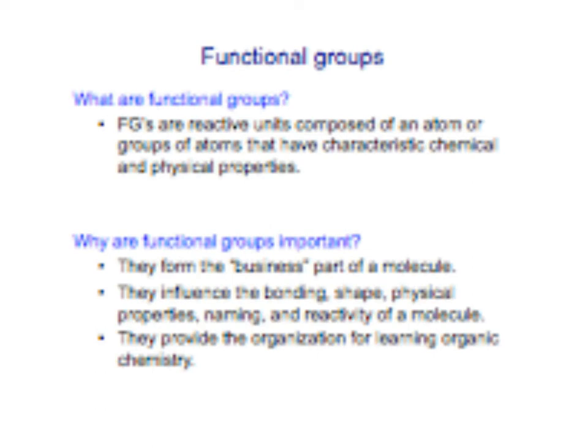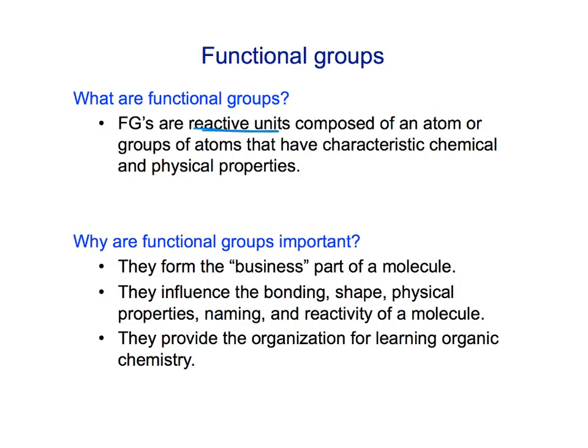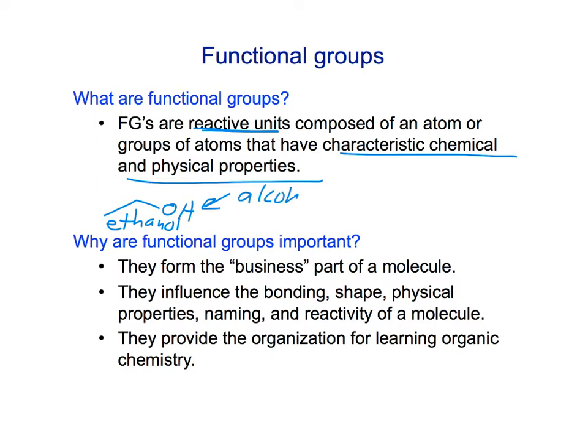So, what are functional groups? Functional groups are reactive units which are composed of either a single atom or groups of atoms. And these have characteristic chemical and physical properties. So for example, we could draw this molecule here. We've learned already that this is ethanol. The functional group in ethanol is an alcohol.